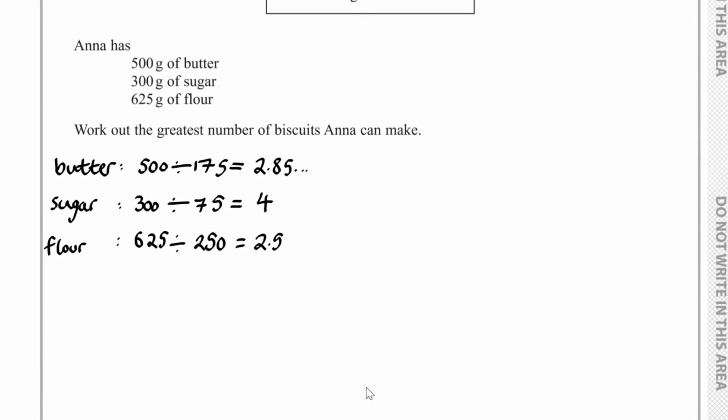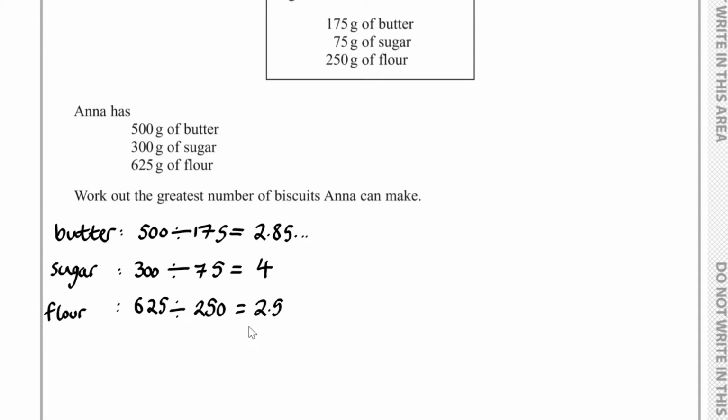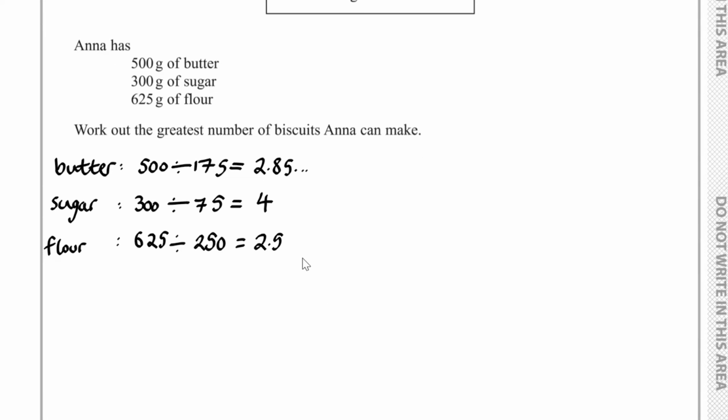So why is this important? Because what you can see over here, she's limited by the amount of flour she has, and therefore the number of biscuits she can make is 16 times 2.5, which is 40. So she can make 40 biscuits.